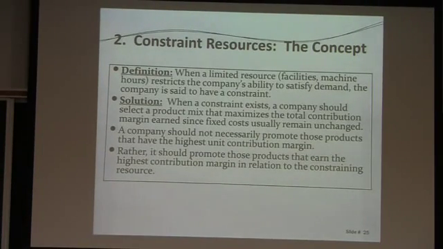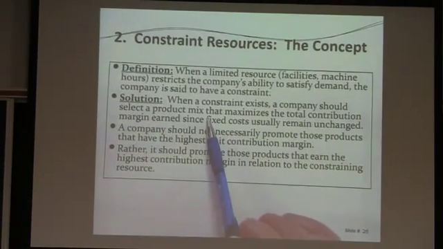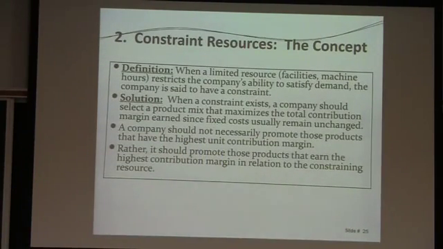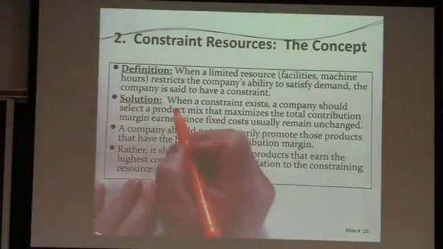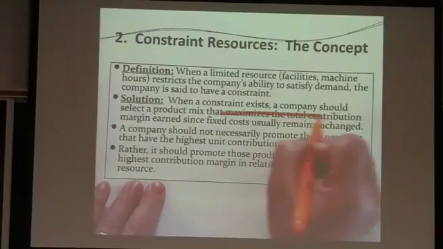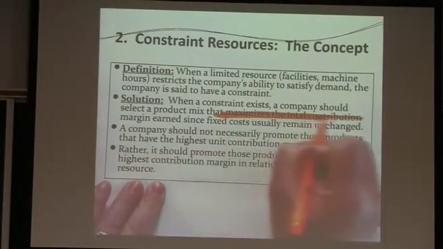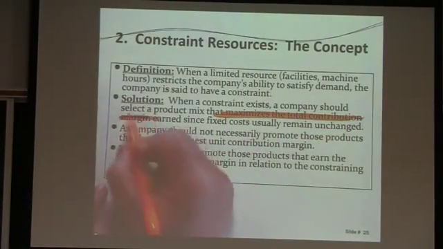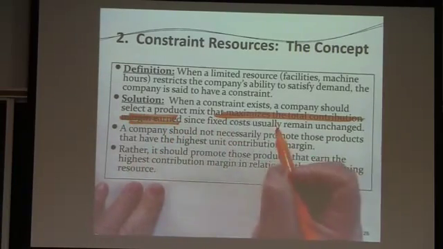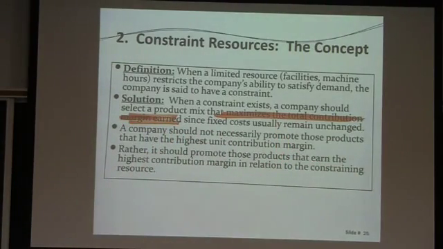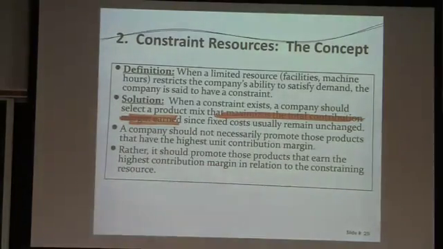Okay, now what's the solution? The solution is that when a constraint resource exists, a company should select a product mix that maximizes the contribution margin earned. So that's what we're looking for. We want to select the maximum contribution margin earned. Now, fixed cost is irrelevant in this case. So fixed cost is not relevant.